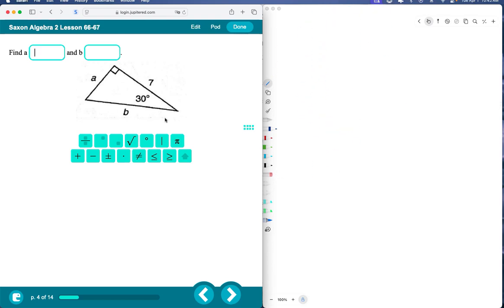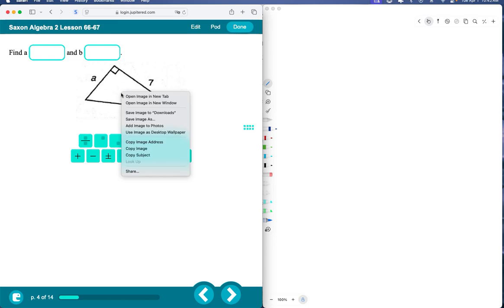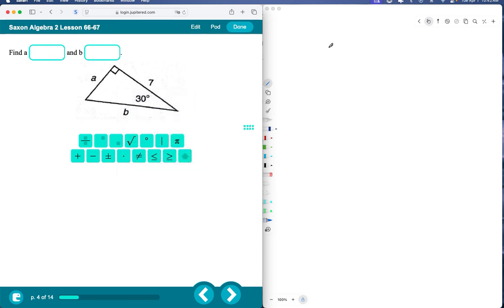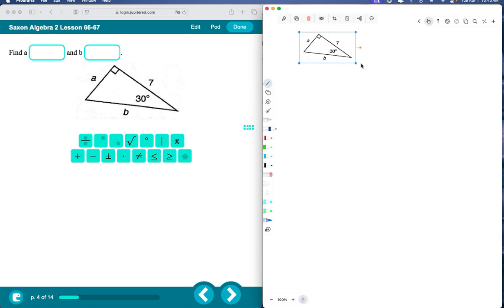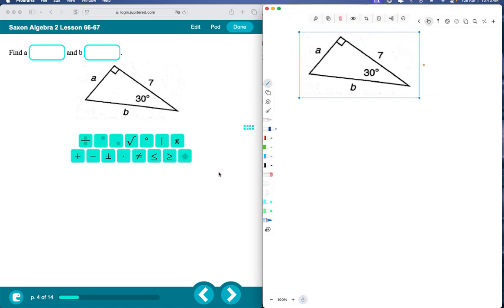All right, so we've got, let me copy this over. Copy, paste, make it a little bit bigger. Okay, so we've got 30 degrees here. So this is going to be a 30, 60, 90 triangle. So in order to find our sides, we can do a couple of different things. We can either use similar triangles, or we can use sine, cosine, tangent.